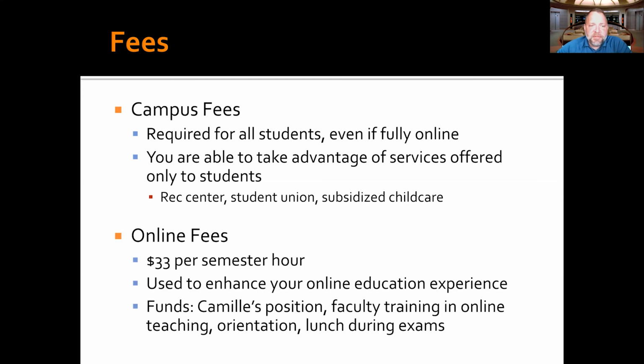In addition to the campus fees, there's also online fees that you do pay, and those are because online education has a different cost than face-to-face education, and it's funded differently. So it's $33 per semester hour, which means it's roughly $100 per class, and that's included in that $15,000 total that I mentioned before. Sorry, under $15,000 total. But that's used entirely for you. I think they're called like Class C funds or Title C funds or something like that. It's used to fund Camille's position. A quarter of her salary comes from those online fees.